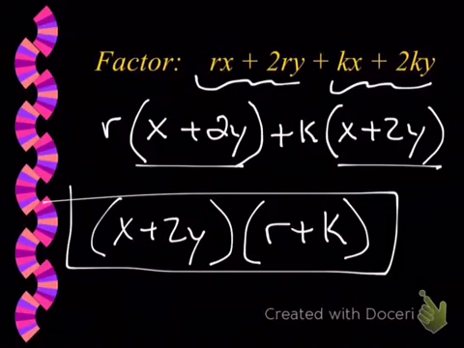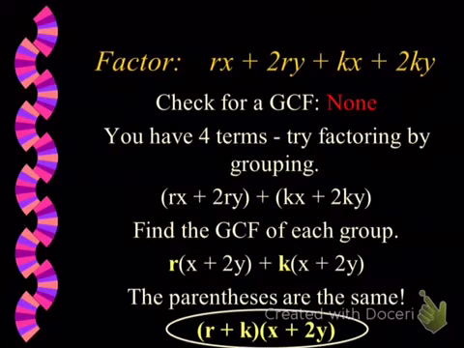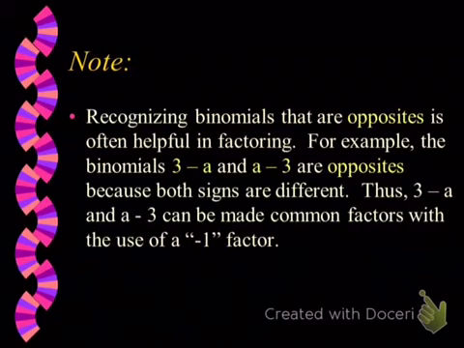Simple enough? Let's do one more and then we'll practice a couple and move on to bigger and better, more and more complicated things. Now, here's a note, and this is an important one. Recognizing that binomials are opposites is often helpful in factoring. It's also going to be helpful in our next section when we're simplifying rational expressions. For example, 3 minus a and a minus 3 are opposites. Why are 3 minus a and a minus 3 opposites?